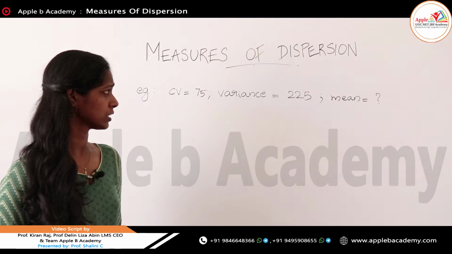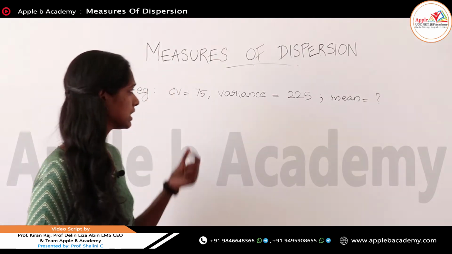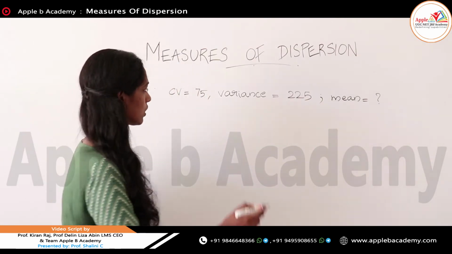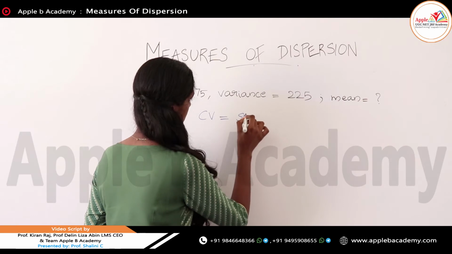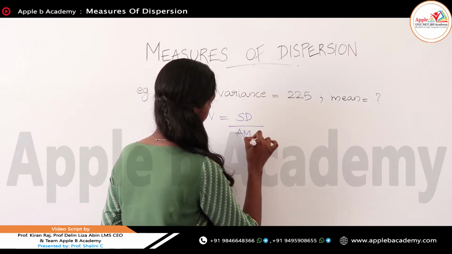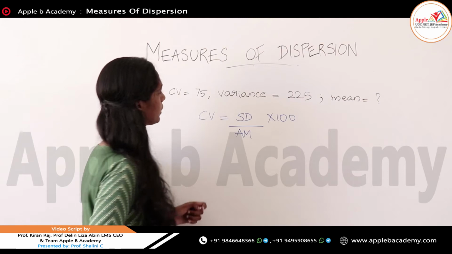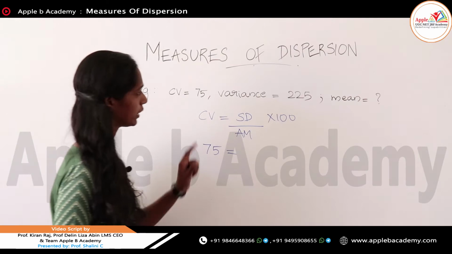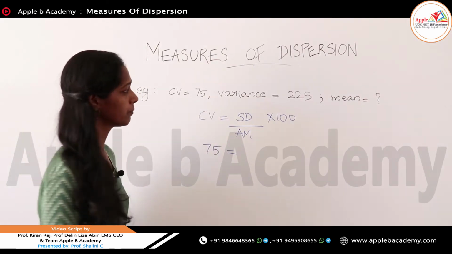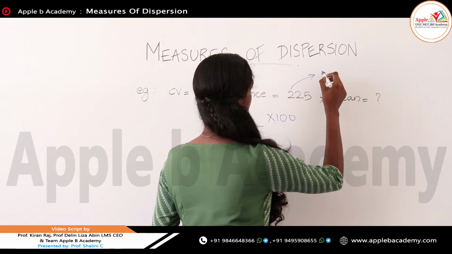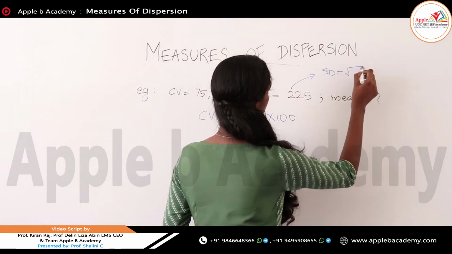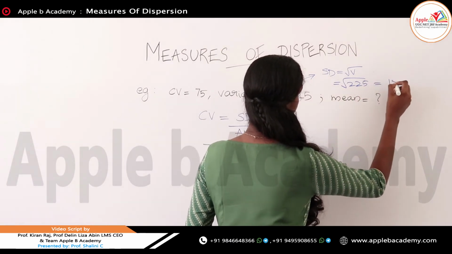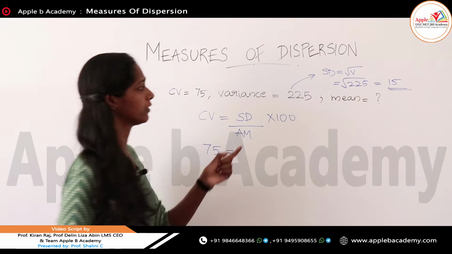So this is a problem related to the coefficient of variation. CV is equal to 75, variance equal to 225, what will be the mean? Now we know that coefficient of variation is equal to standard deviation by arithmetic mean into 100. In this case we know that CV is equal to 75. Standard deviation we don't know, but standard deviation is nothing but the root of variance. So standard deviation is equal to root of 225, which will be 15.